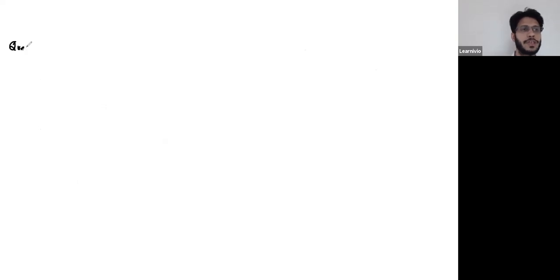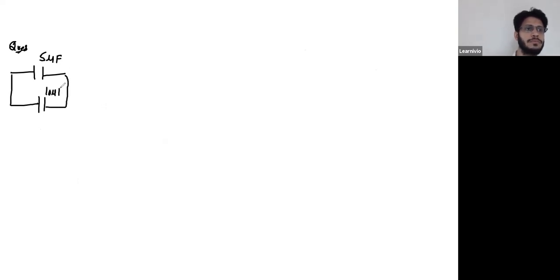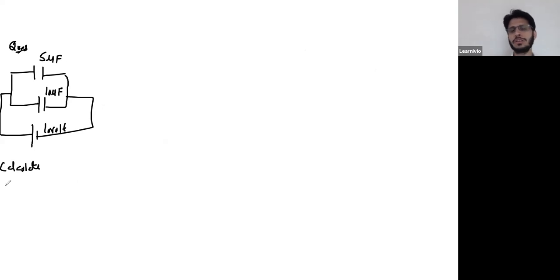Next question, next number. Again, a system of two capacitors, 5 microfarad and 10 microfarad, connected with a battery of 10 volt. You have to calculate all 7 parameters.